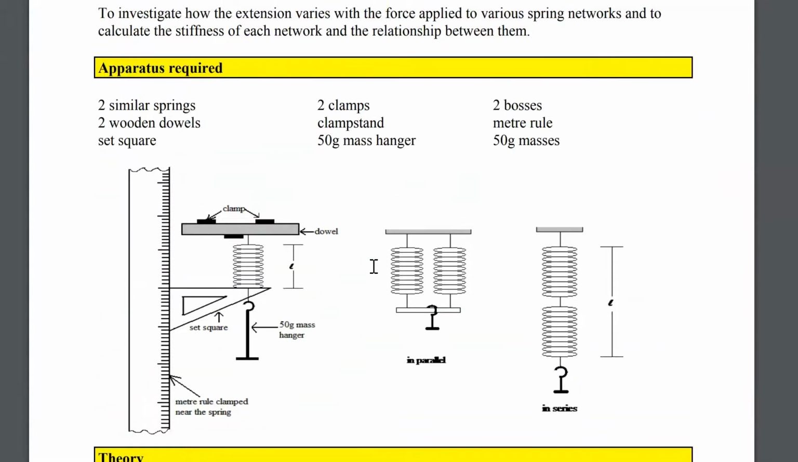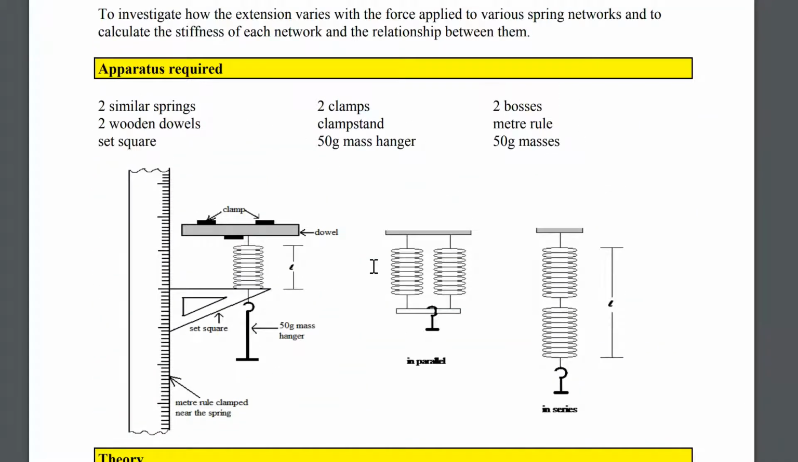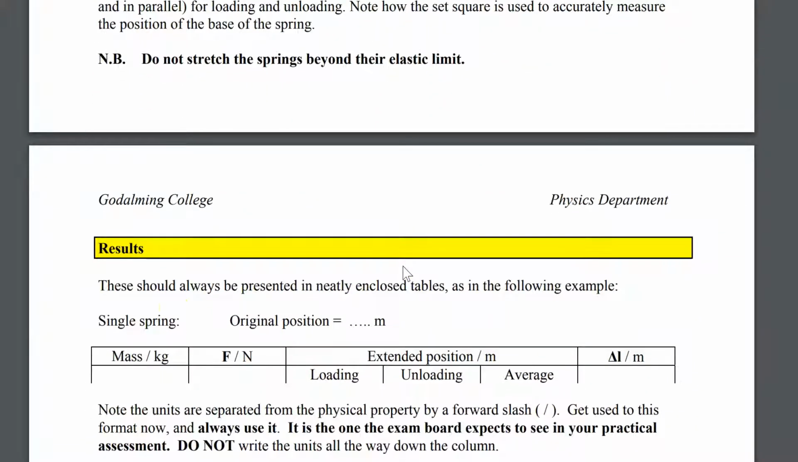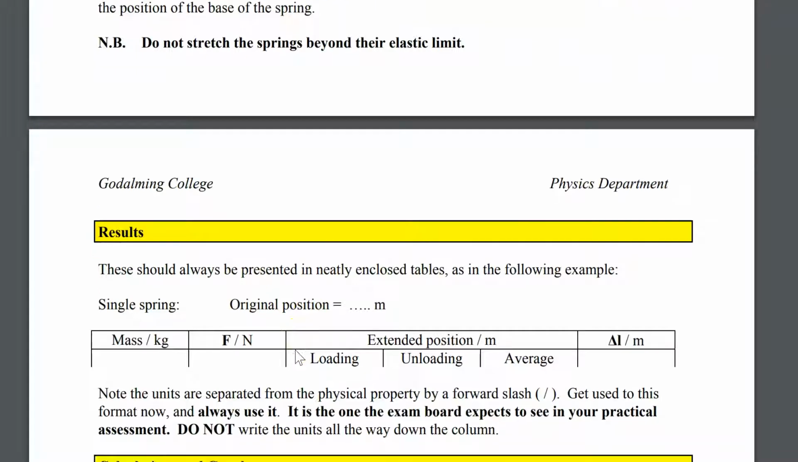So I'm hoping that the front page will already be stuck into your lab book, and ideally you've already written out this table, and if you're clever you should be able to set out this table so you can take all of your readings in one table. Don't have to, but you certainly could do.